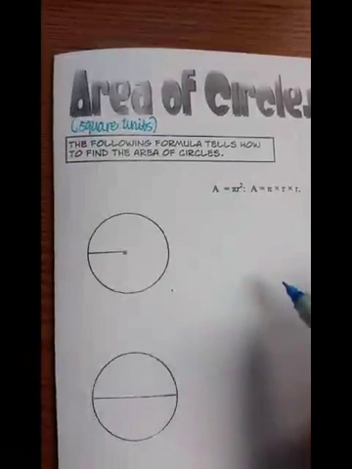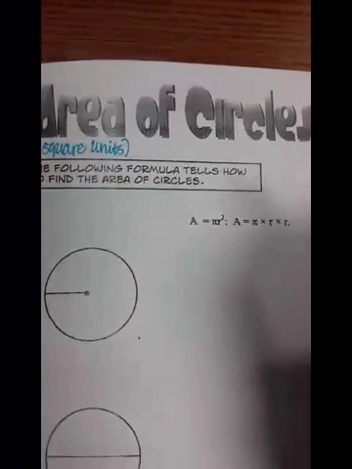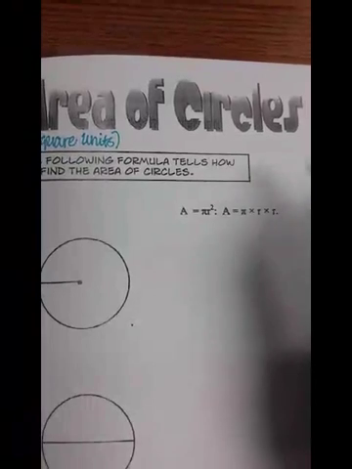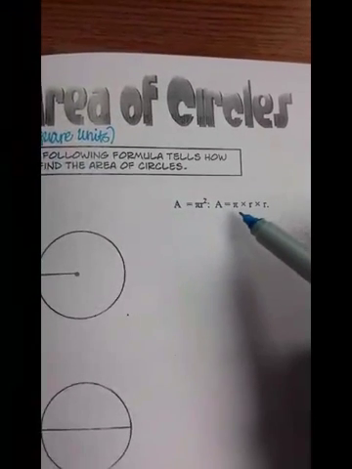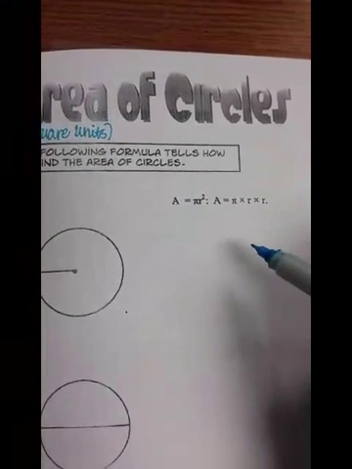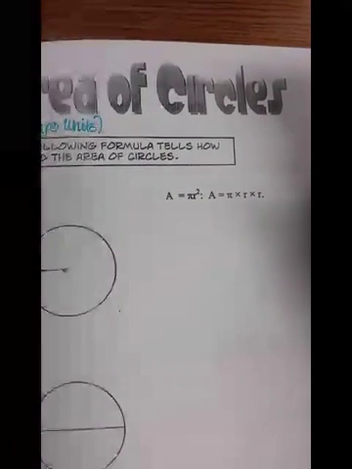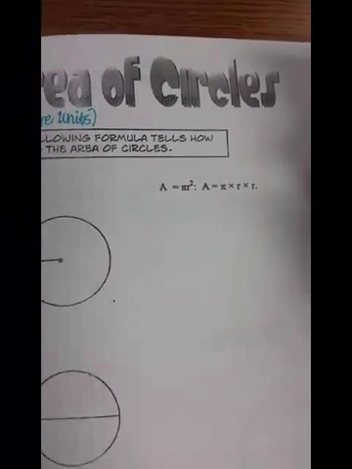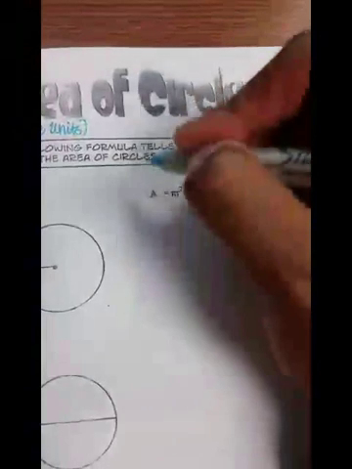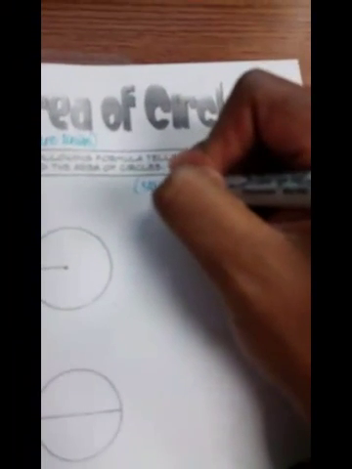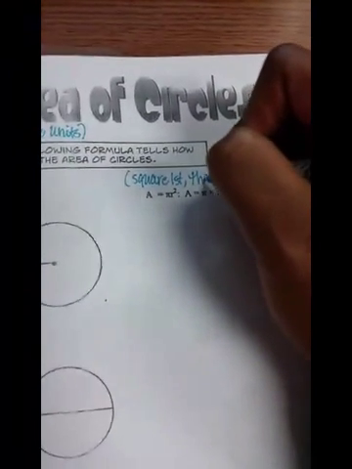How to find the area of circles. You have A equals pi r squared, or you can break that down further. It's A equals pi times radius times radius, okay? And we always do order of operations whenever we're doing area of circles with the formula. So we're going to square first, then we multiply.